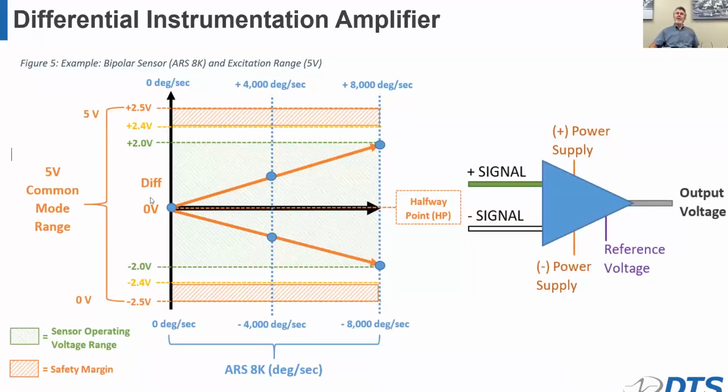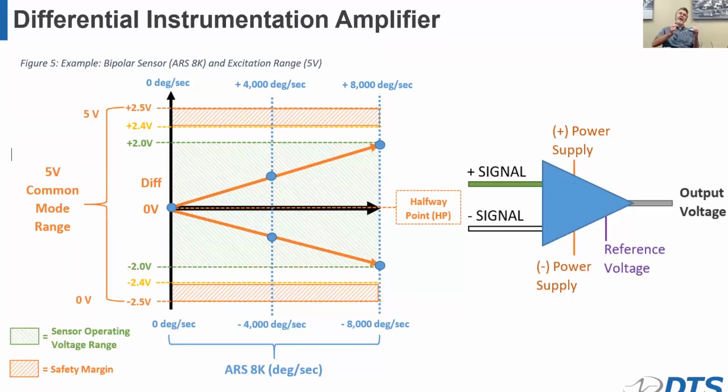And within the common mode range, the amplifier multiplies the difference between the plus and the minus signal and places those at the halfway point of the analog to digital converter. So for example, in an angular rate sensor, if it's an 8,000 degree per second angular rate sensor like this one here in my hand, and we plug it into the data recorder, this sensor will nominally have plus and minus 2 volt output.